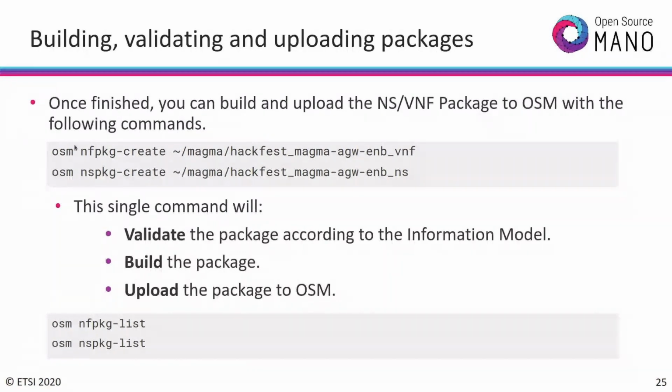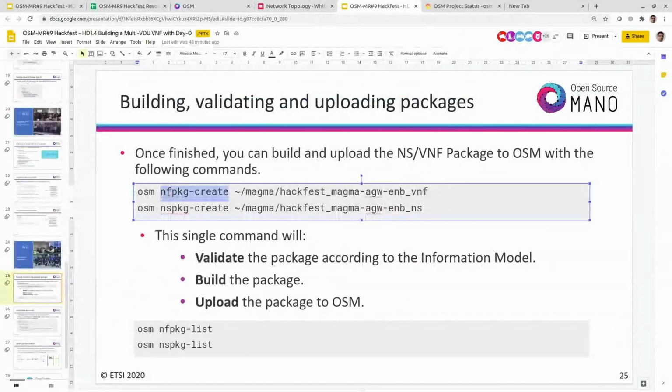So let's do this. Let's run osm nf-package-create and the VNF, osm ns-package-create and the NS. And once these commands are successful, we will be able to see the VNF and the network service in the catalog. I will do this.